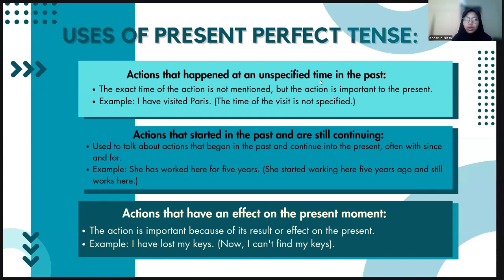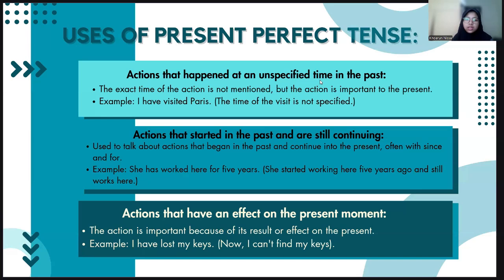Okay, this is the use of present perfect tense for an action that happened at an unspecified time in the past. That means the exact time of the action is not mentioned, but the action is important to the present. For example, I have visited Paris. The time of the visit is not specific.